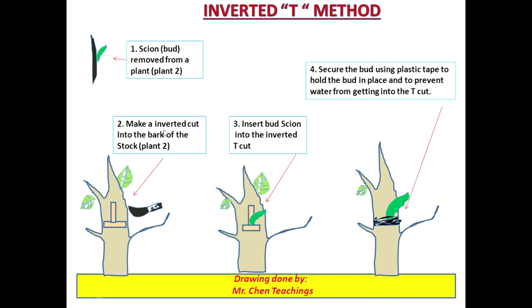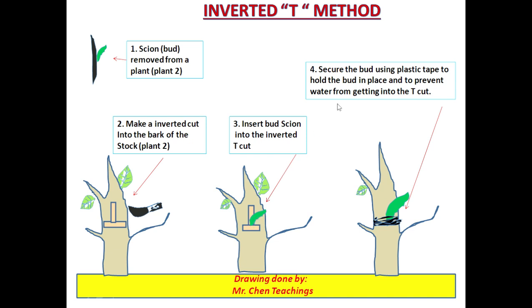Number two, now you would select the plant that you want to put it on, which you call your stock. So for example, this is the blacky mango tree here, right? You would select a stem on the blacky mango tree and you will make an inverted T-cut into the bark. The reason why you make this inverted T-cut is so that you can lift the bark, so you could put the scion inside. Alright, so number three, insert the bud scion into the inverted T-cut. You'd use your budding knife to lift the bark and you insert that scion inside, leaving out the bud.